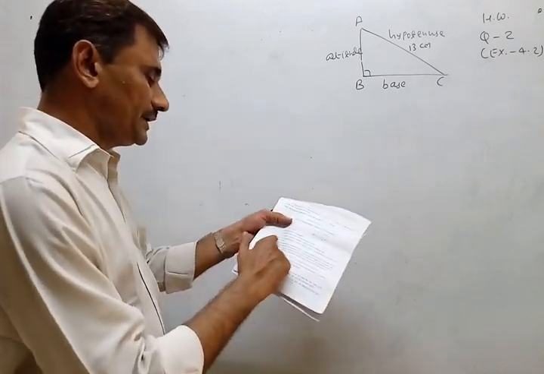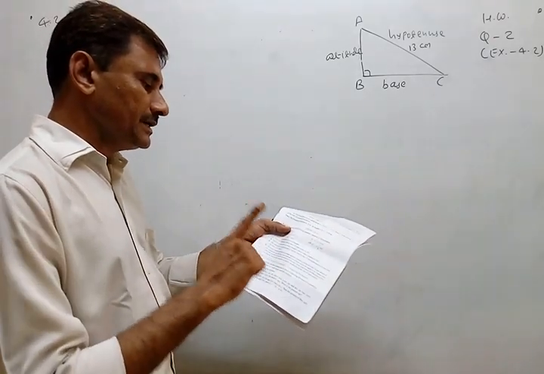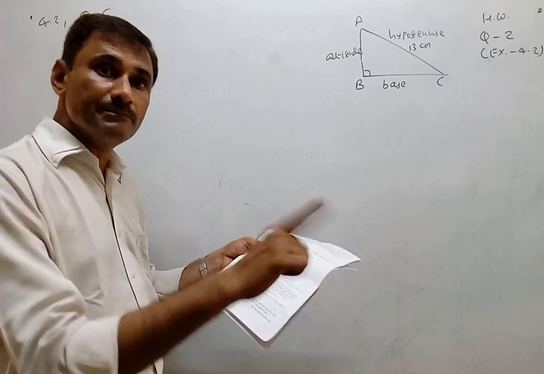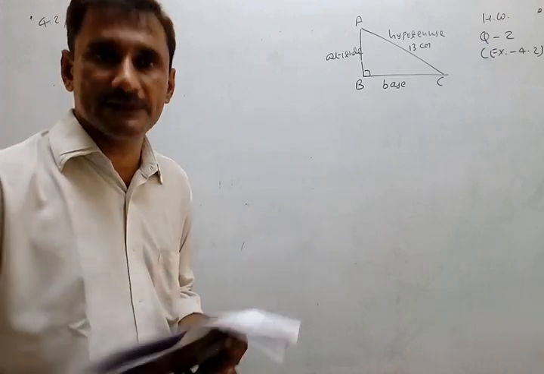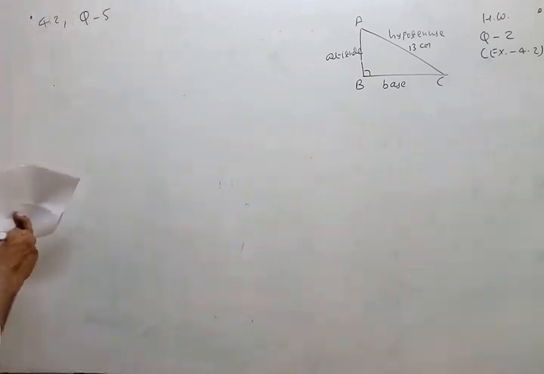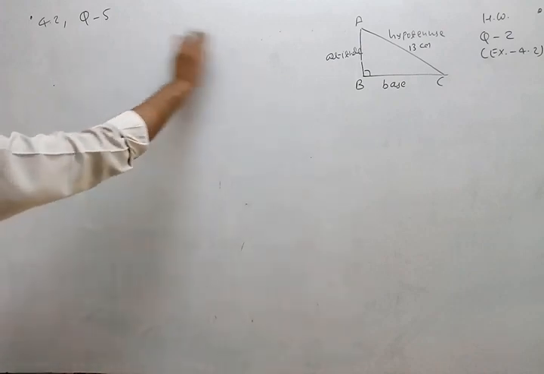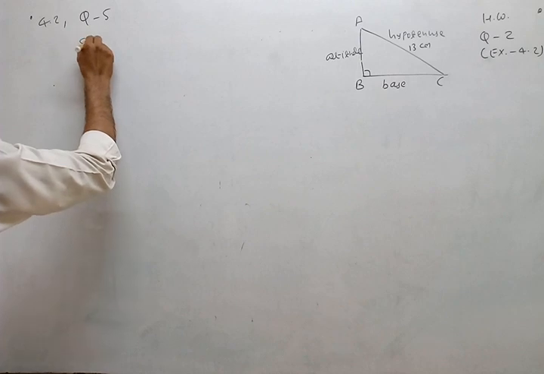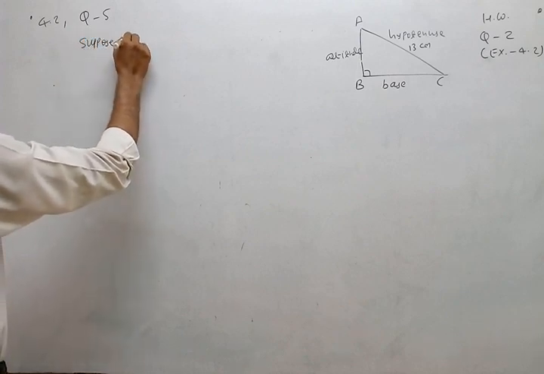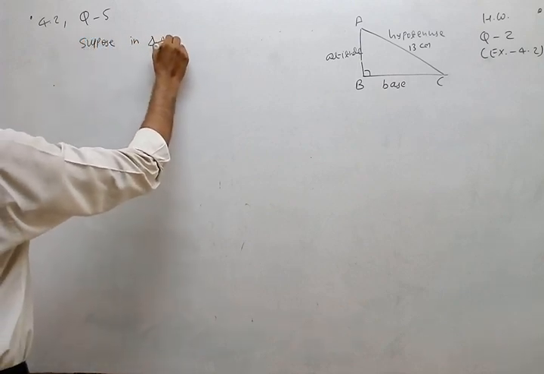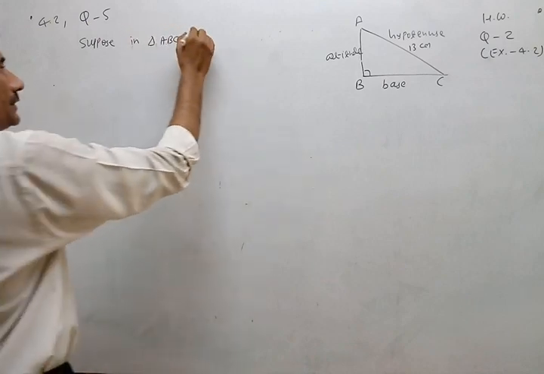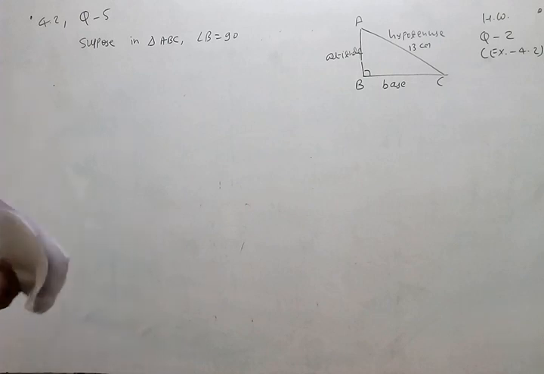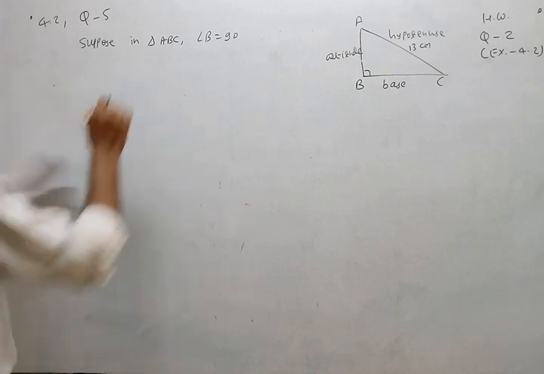So look again at the statement: altitude of a right triangle is 7 centimeter less than its base. So base is that last. So suppose base. So write down first of all, and describe this figure also. Suppose in triangle ABC, angle B equal to 90. If B equal to 90, then AC is the hypotenuse.